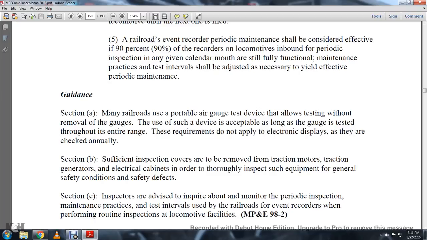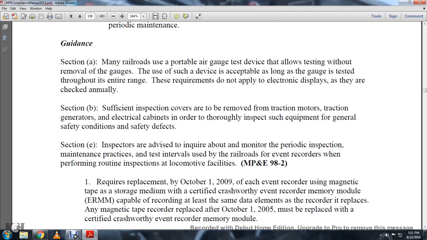Now for FRA guidance. Section A. Many of the railroads use portable air gauge testers that allow testing without removal of the gauge. The use of such devices is acceptable as long as the gauge is tested throughout its entire range. These requirements do not apply to electronic displays, as they are checked annually. Section B. Sufficient inspection covers are to be removed from the traction motors, traction generators, and electronic cabinets in order to thoroughly inspect such equipment for general safety conditions and safety defects.